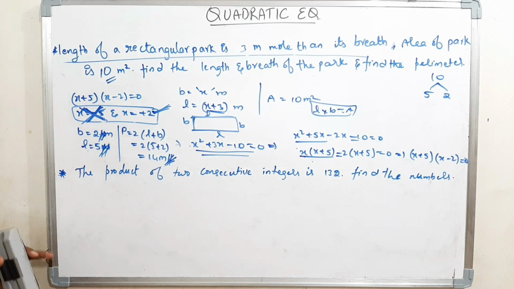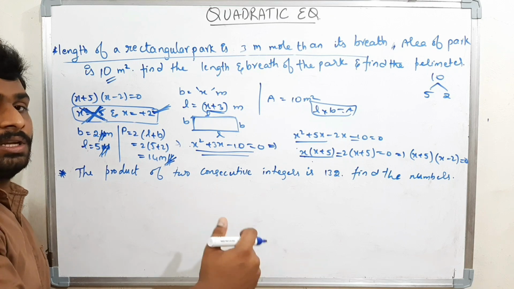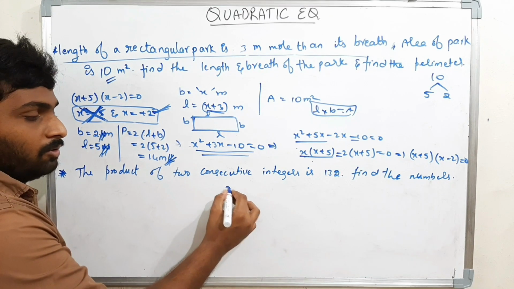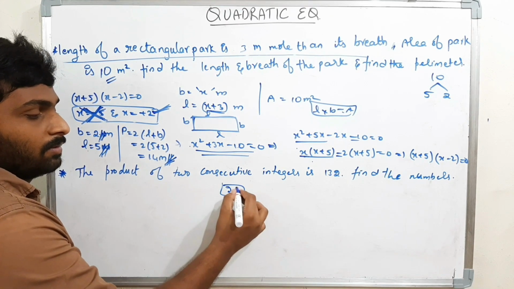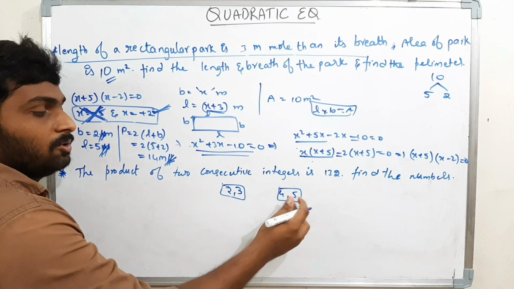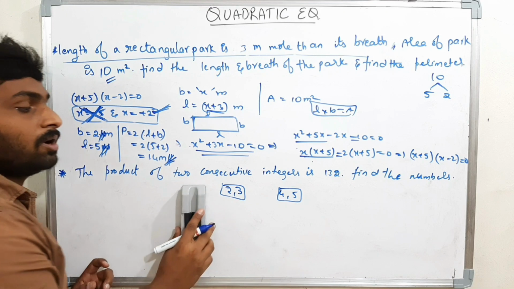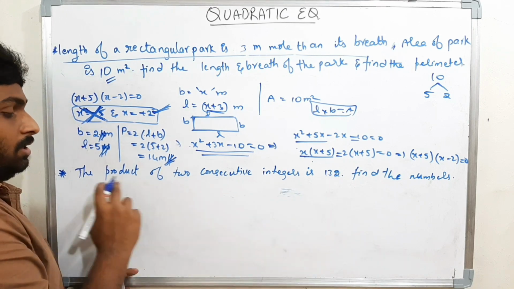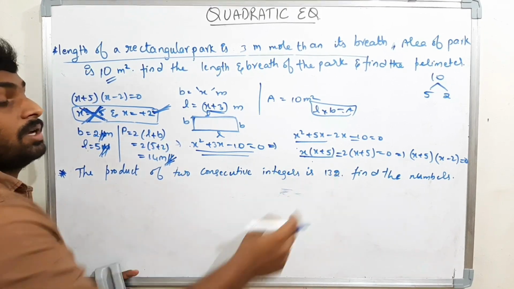Now, we will see one more problem. The product of two consecutive integers. Two consecutive integers means just next to next. If I take 2, 3, these are two consecutive integers. 4, 5, these are two consecutive integers. In the same way, the product of two consecutive integers is 132.